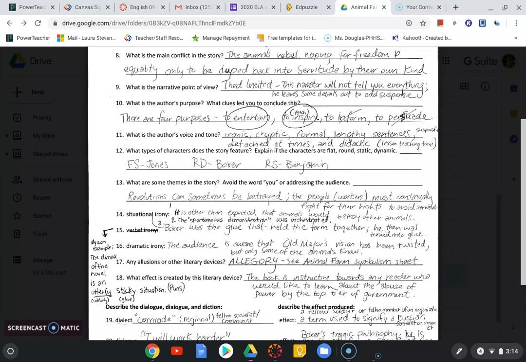So 17. Are there allusions or other literary devices? Gosh, there's so many, but the most important one is allegory, you guys. Allegory is like how the windmill represents Stalin's 5-year plan to industrialize Russia, how alcohol represents the intoxicating effects of power, how Boxer represents the working class, how Molly represents the ones who were loyal to the Tsar. Benjamin may just be like George Orwell, we're not really sure, but it's when a symbol stands for an idea. And it could be also like a moral idea, a religious idea, a political idea.